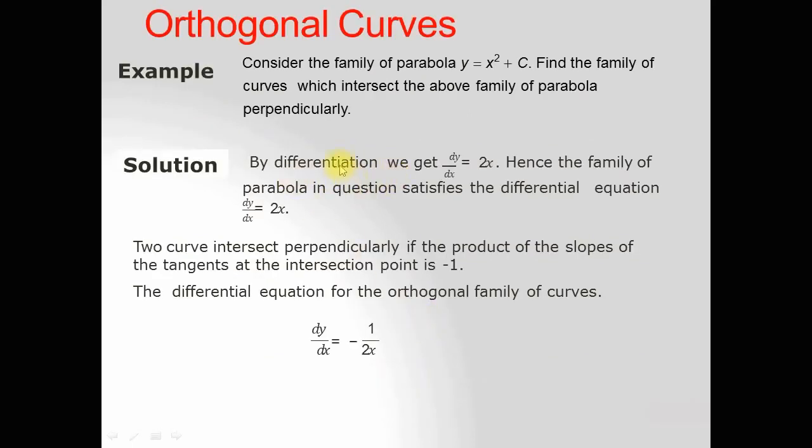In this equation you see here, this is the differential equation of the first given family of curves. Now, to get the slope of the tangent of the required orthogonal trajectory, taking the negative reciprocal of this differential equation, we obtain dy/dx = -1/(2x). And this is the differential equation of the required orthogonal family of curves.